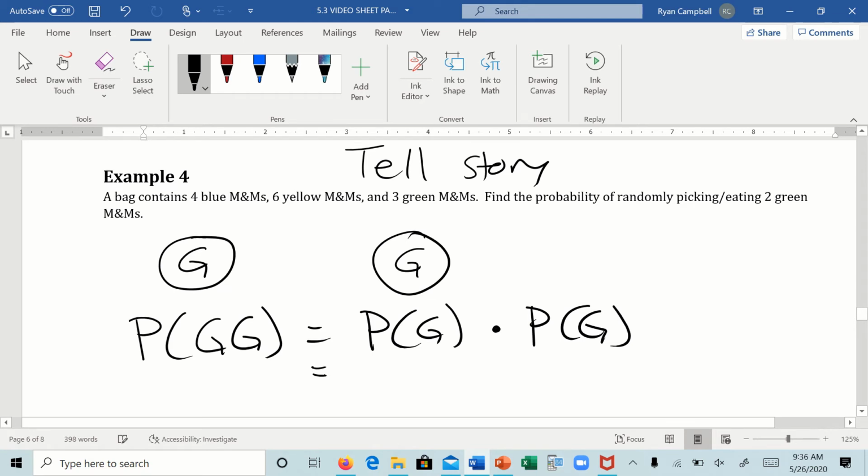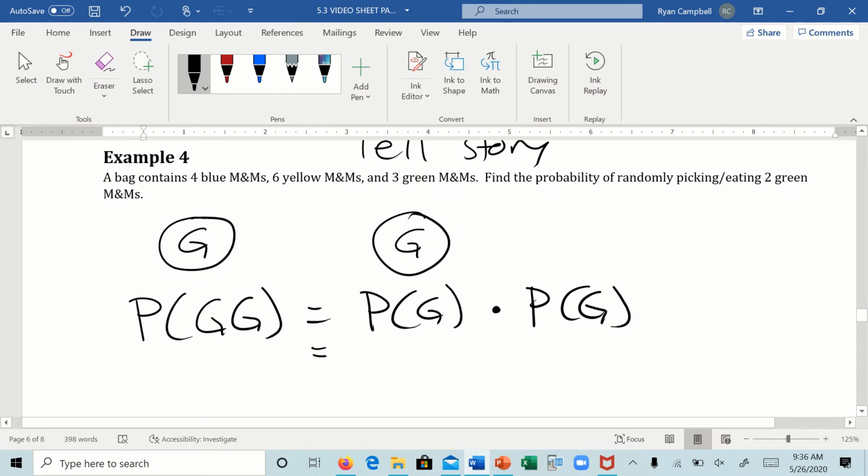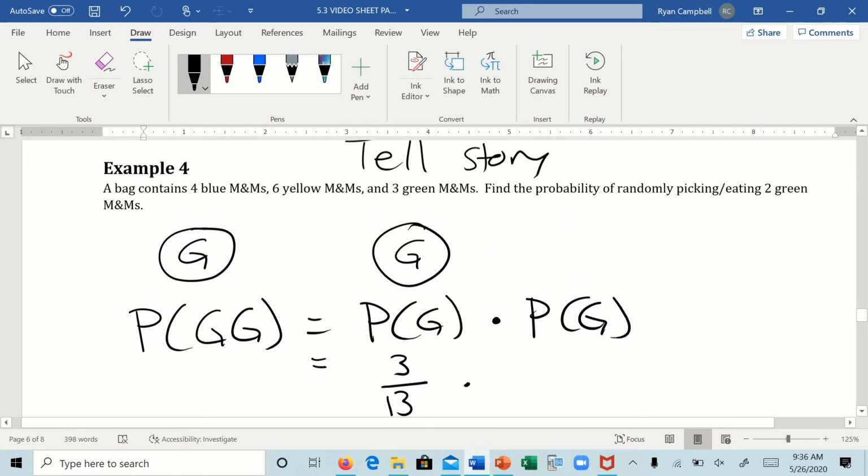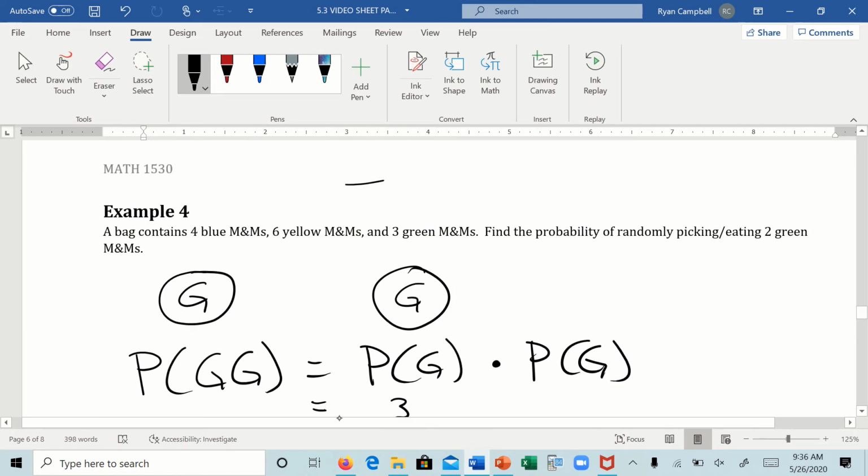All right. So what's the probability that the first one's green? Well, there's 3 green M&Ms out of a total of 13 M&Ms. Now, what about the next one? So notice we find the probability of randomly picking and eating. So this is without replacement. For some students it's helpful to think of it practically. So let's actually go through it.